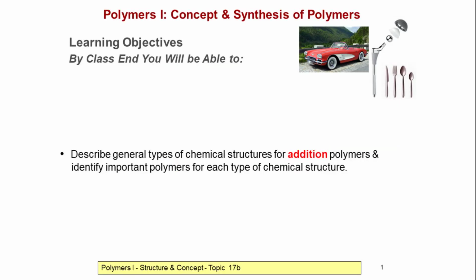To recap, our learning objectives were to describe the general types of chemical structures for addition polymers and identify important polymers for each type. Reflect on what you've learned and how these concepts apply to real-world materials.